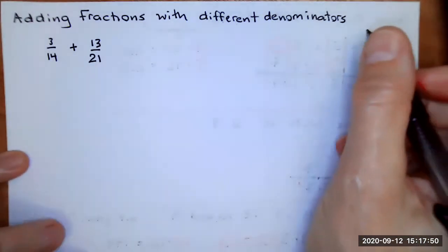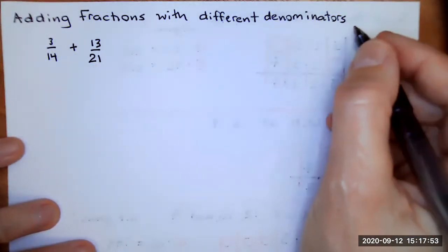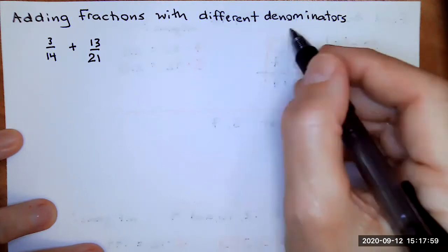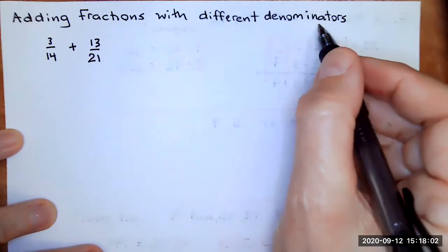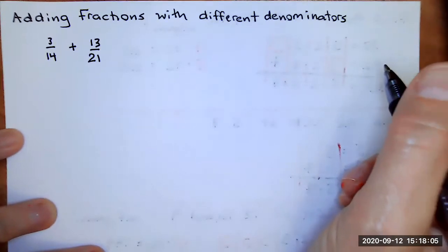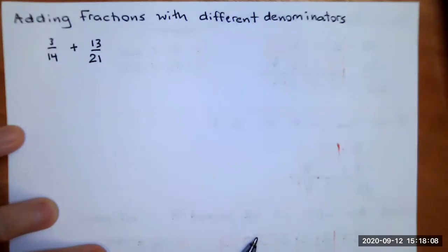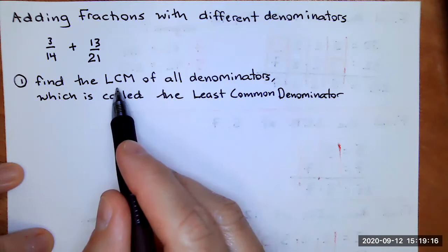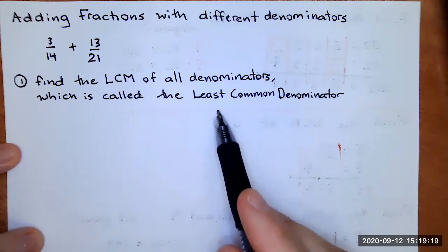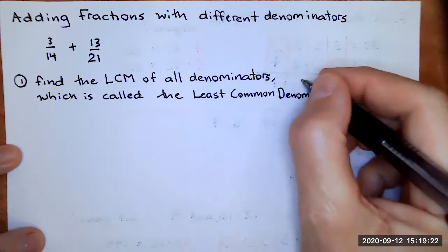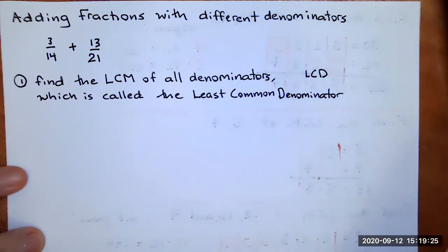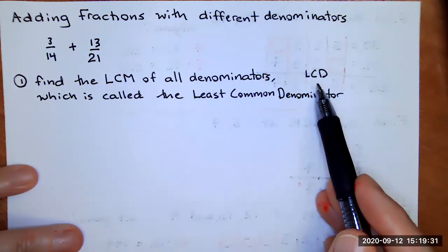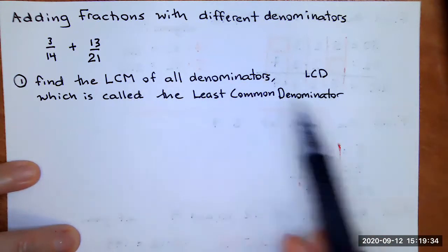All right, so why did we want to find the LCM? So that we can add fractions with different denominators. So the first step in adding fractions with different denominators is to find the least common multiple of all the denominators. The least common multiple of all the denominators is called the least common denominator, or LCD. And most math people use LCM and LCD interchangeably, and that's totally fine.